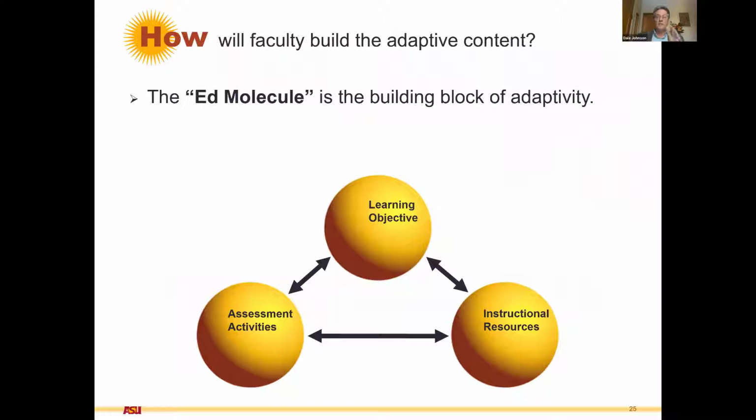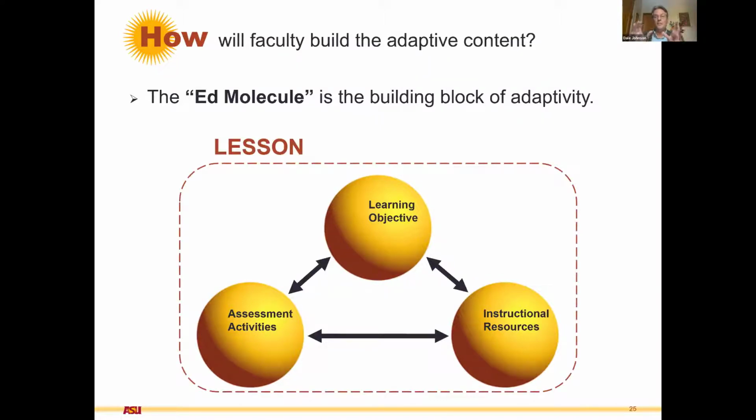Now, all of this depends upon what I call the ed molecule. These are 3 elements that have been referred to over the last 40 years in a variety of different ways. I think about it as 3 atoms here: the learning objective, the instructional resources, and the assessment activities, all linked together to form a lesson. This becomes that building block that I was talking about earlier. When we focus at this level, we can measure and manage our instructional impact.